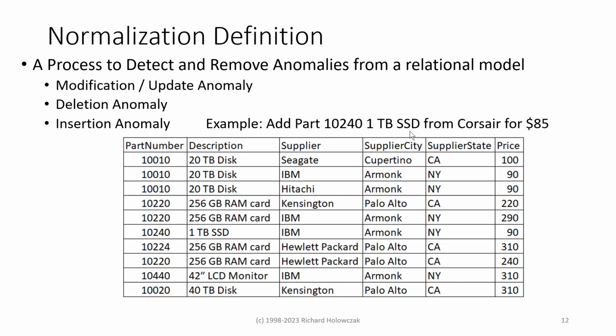What else do we need? Can we just insert that tuple? Well, it turns out we're missing something. We're missing the additional fact in that we don't have on hand what the supplier city and the supplier state is for Corsair. So again, we go to insert one fact, the fact that Corsair is selling us a 1 terabyte SSD, but we need to also insert some other fact that we may not have right in front of us. So these are the three anomalies.